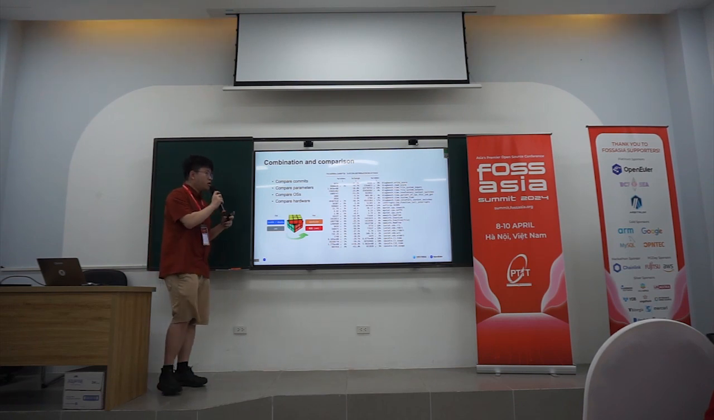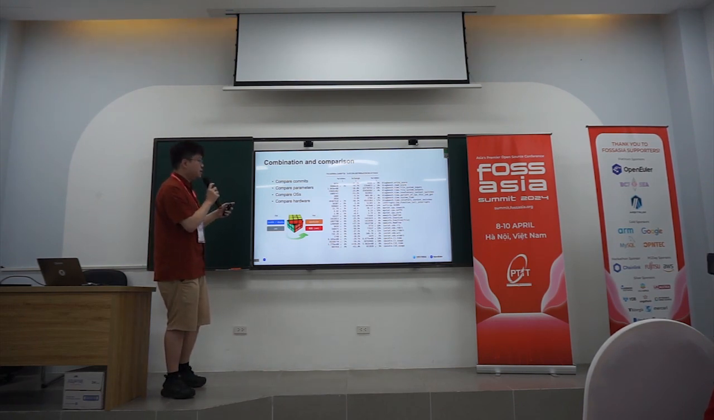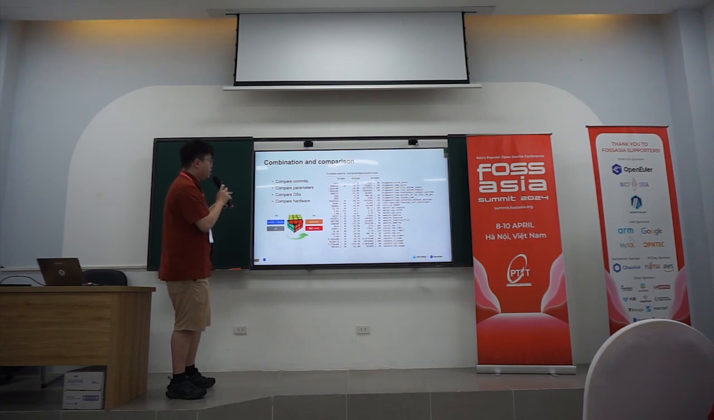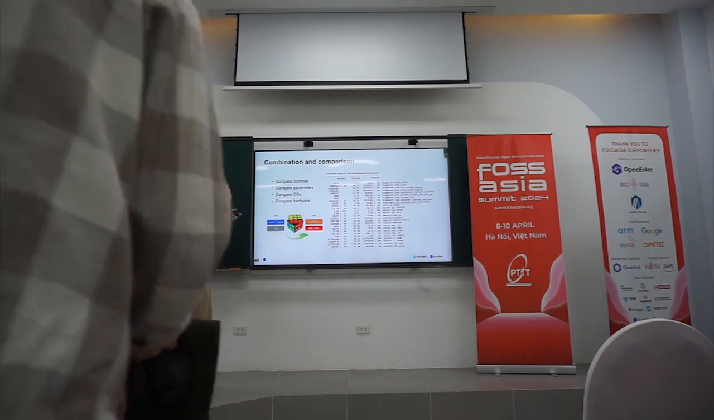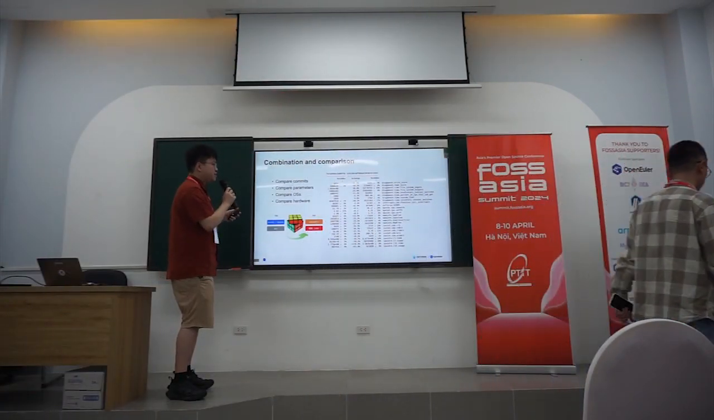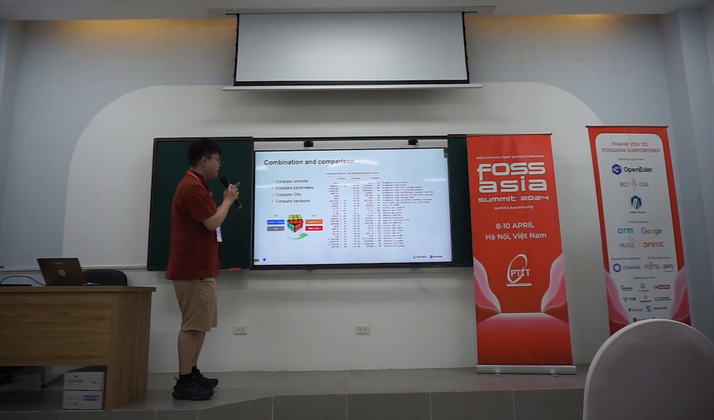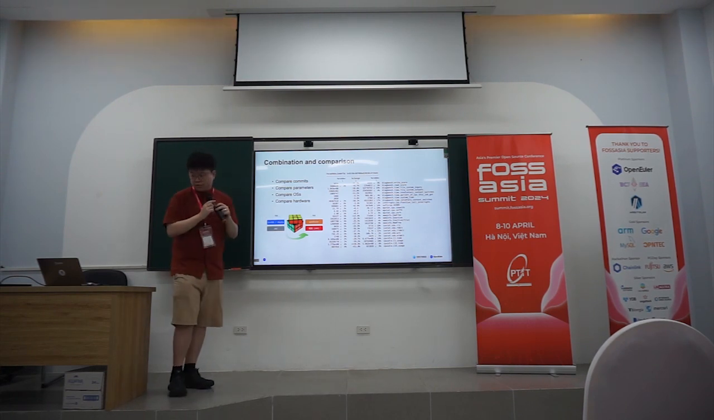And for performance testing, using Compass CI, you could make a good comparison between two commits, two OSes, or two hardware platforms, to find out what the difference is and what the performance change is, like the right picture shows.